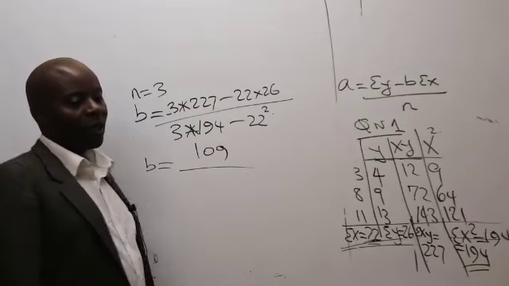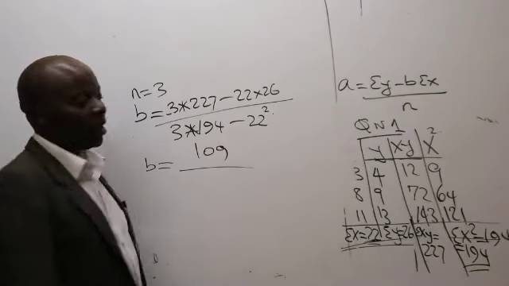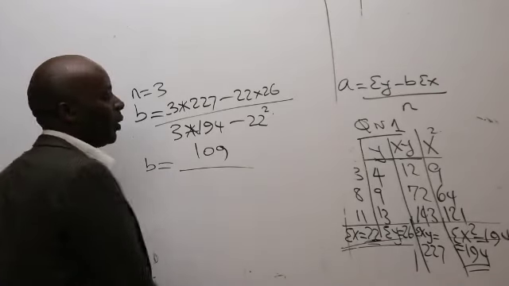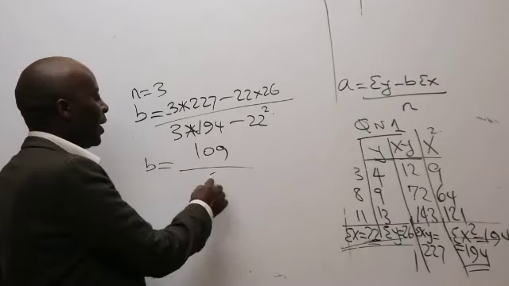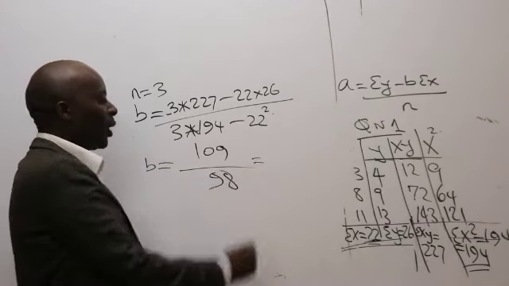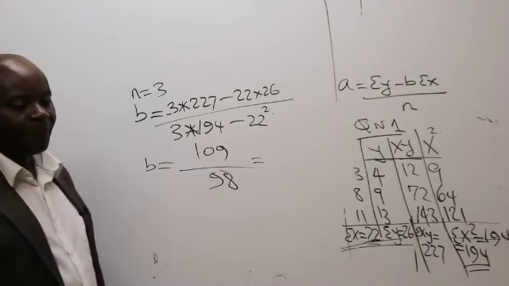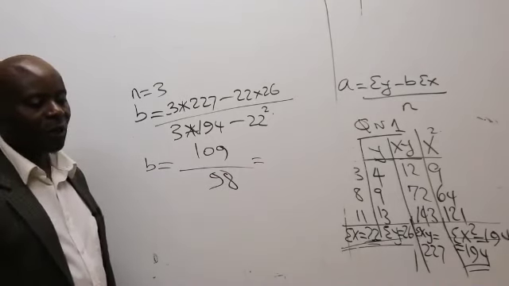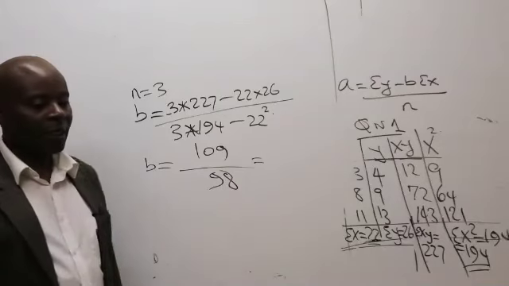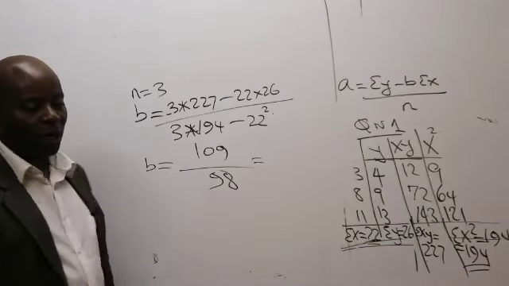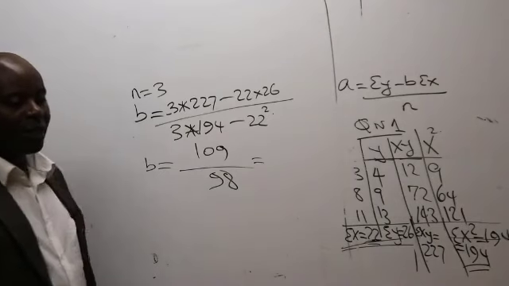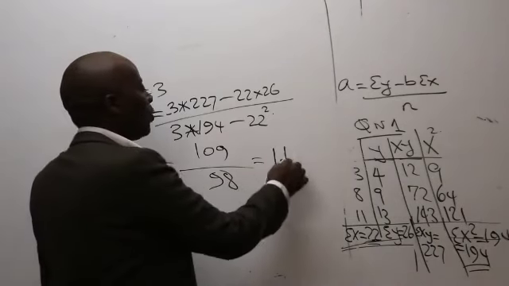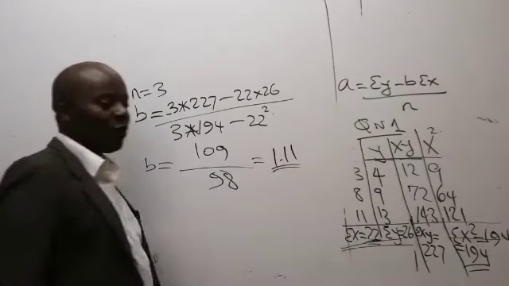How about the denominator? So I'm being given a figure of 98. Somebody talk to us. What is 109 divided by 98, to 2 decimal places? Somebody's giving me a figure of 1.11111. Thank you very much.